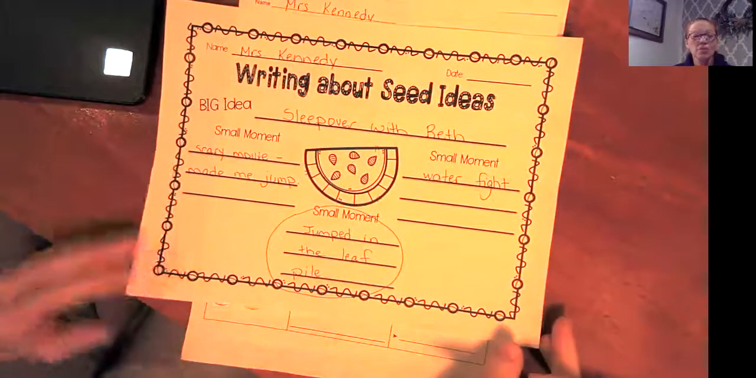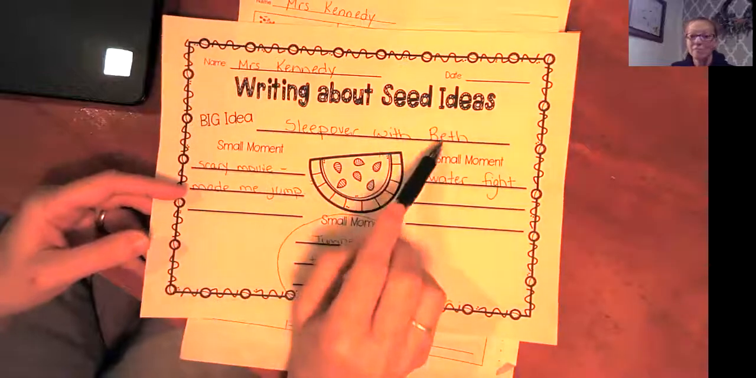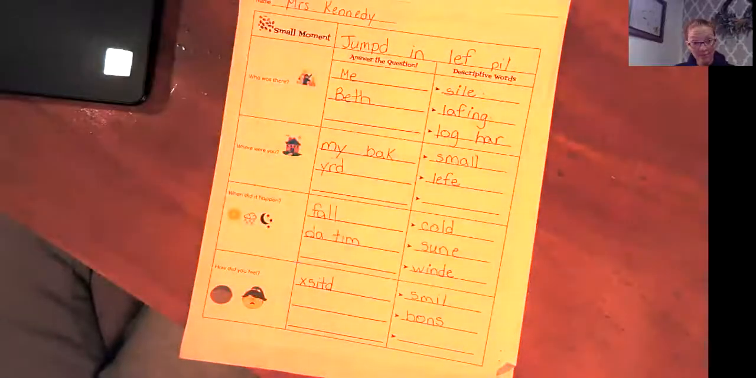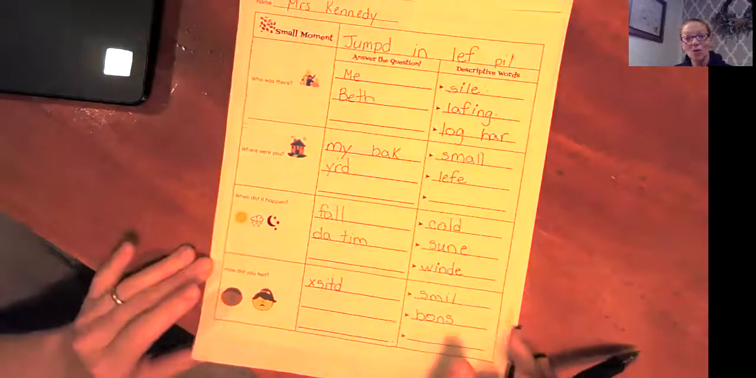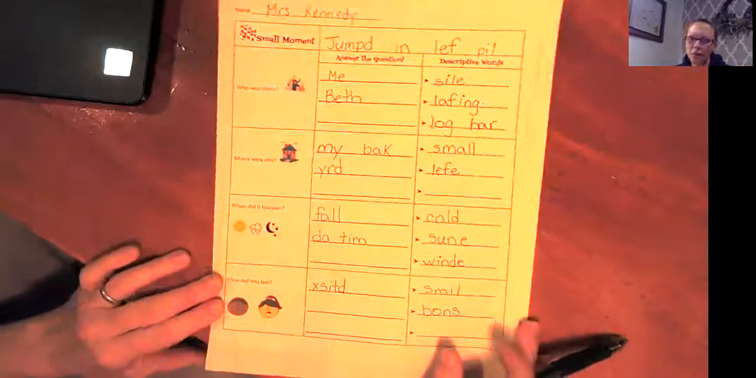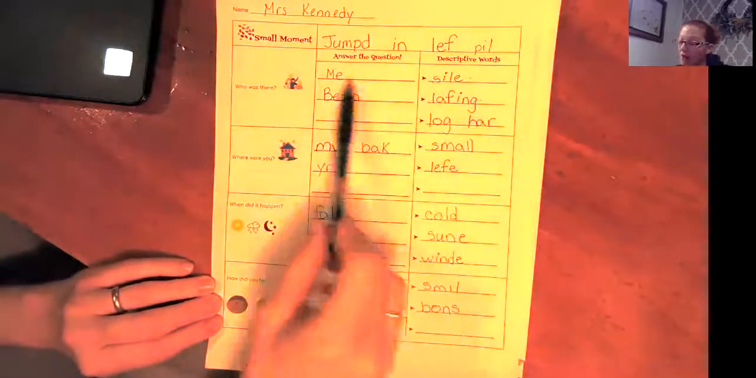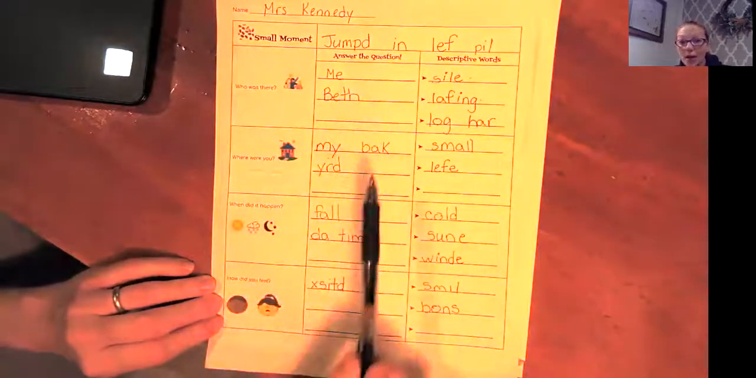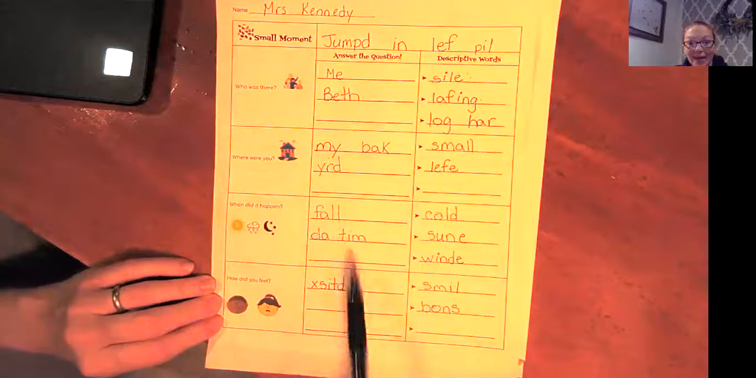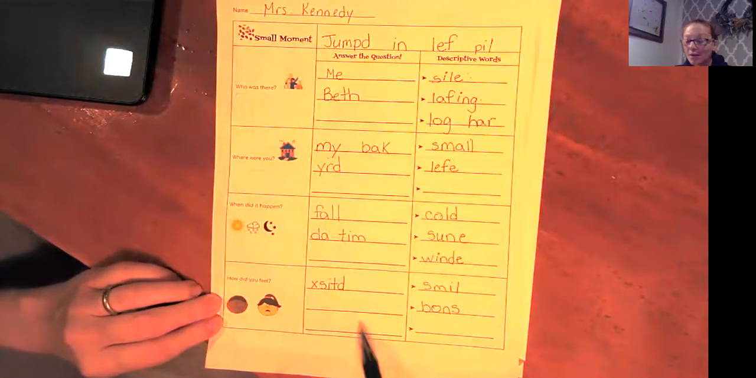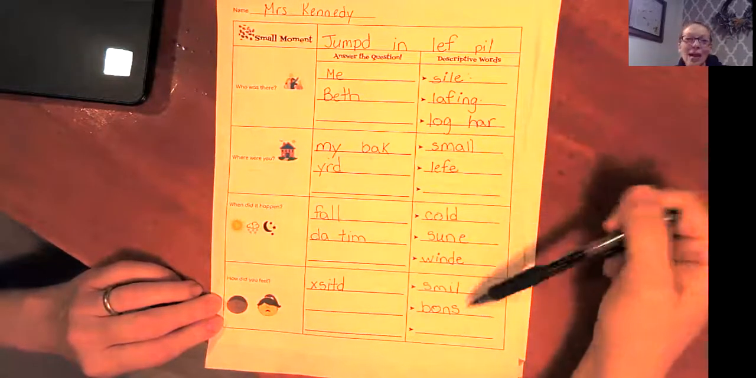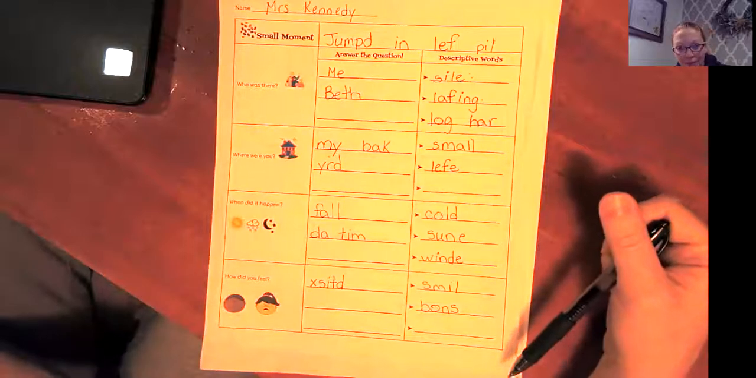I chose jumping in a leaf pile with my friend Beth. So then you filled in this graphic organizer. That's what teachers call them. So we filled in this organizer and we answered all the questions about who was there, where we were, when it happened, how did you feel? And then we used some describing words to help us in our writing.